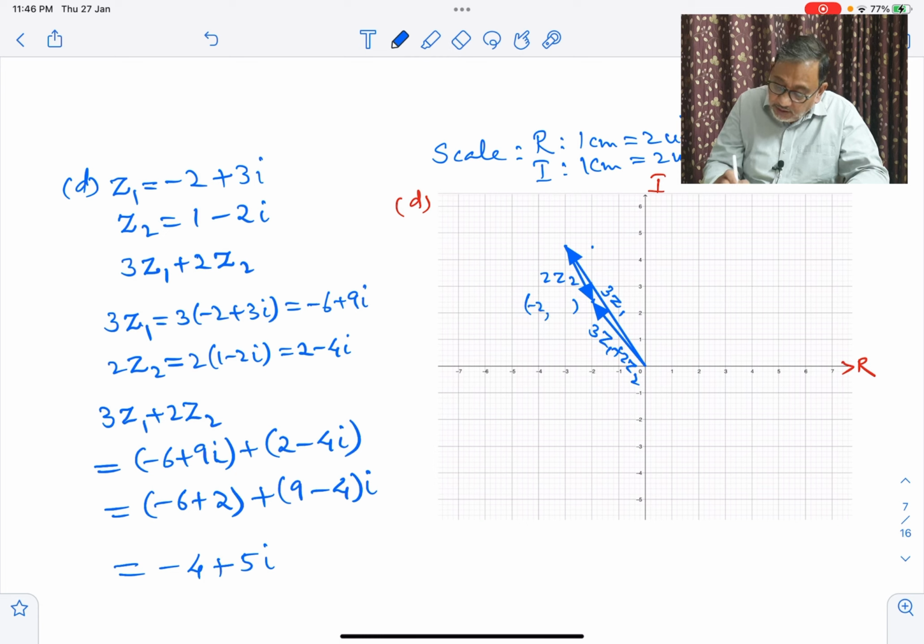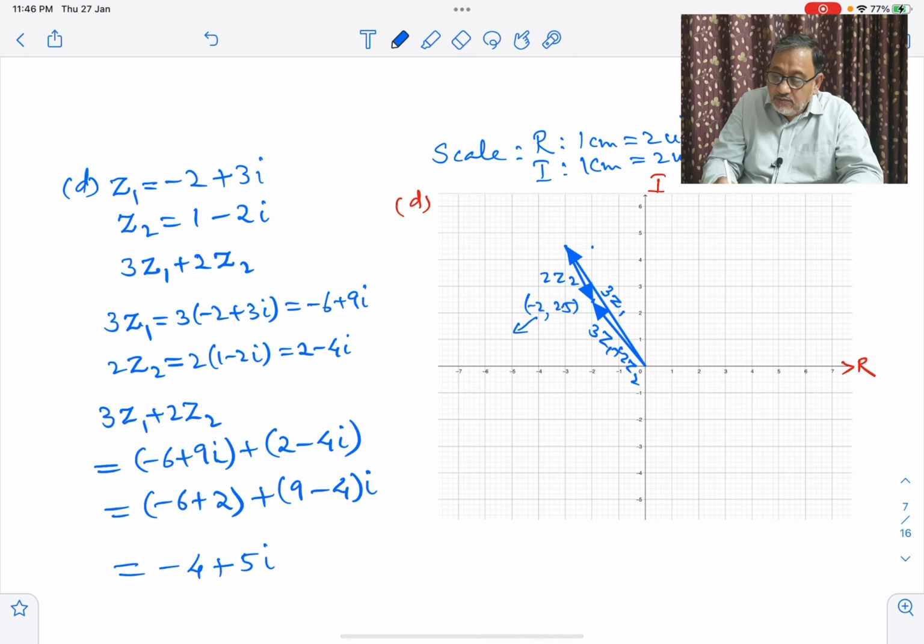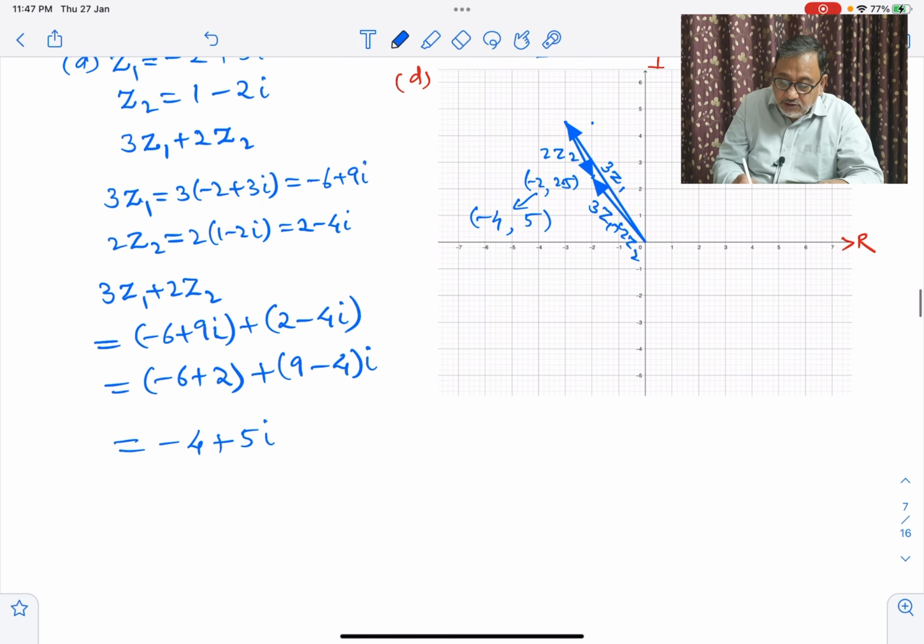Now you have to make double of it, because on the complex plane we have taken 1 centimeter is equal to 2 units. So double of each one will give you minus 4, and 2.5 will give you positive 5. So which is here. Okay, so which is minus 4 and comma 5. So this is correct diagram.